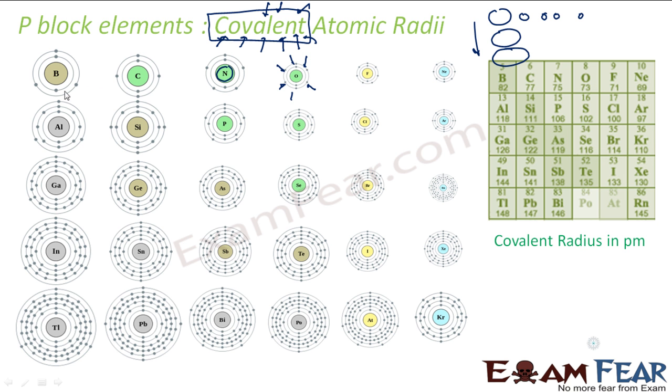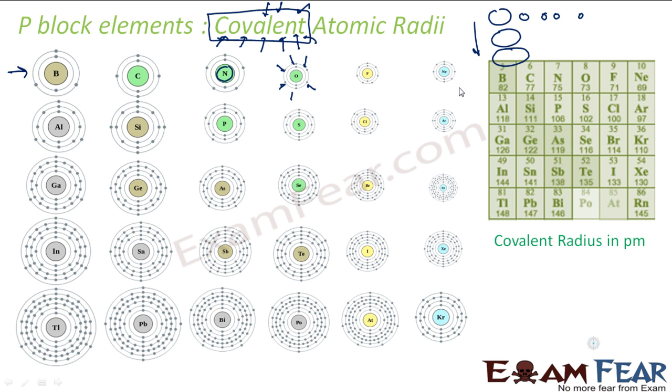Then if you see, from this also you can make out, this is increasing, this is increasing, this is increasing. If you go from here to here across a period, this is decreasing, this is decreasing, this is decreasing, right? So this is the general trend.